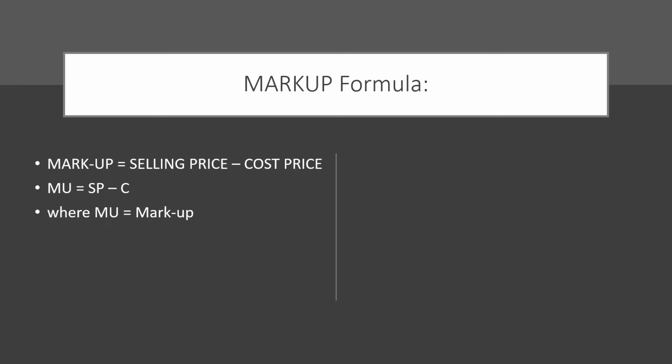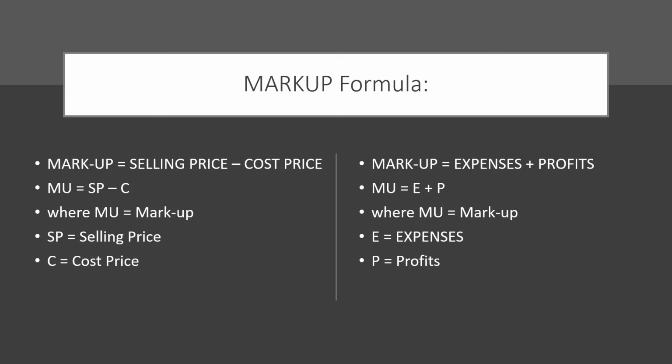To compute for markup, we have here two formulas. The first one is markup is equal to selling price minus cost price, or MU = SP - C, where MU is the markup, SP is the selling price, and C is the cost price. And another is markup is equal to expenses plus profits, or MU = E + P, where MU is the markup, E is the expenses or operating expenses, and P is for profit.